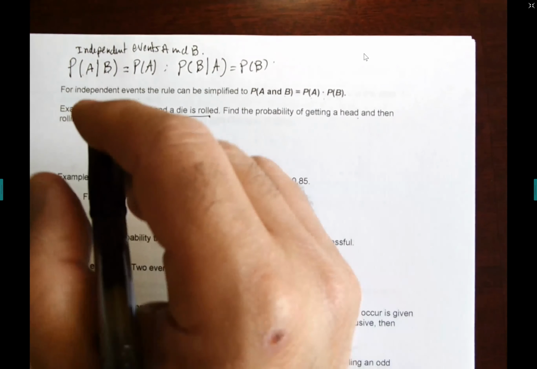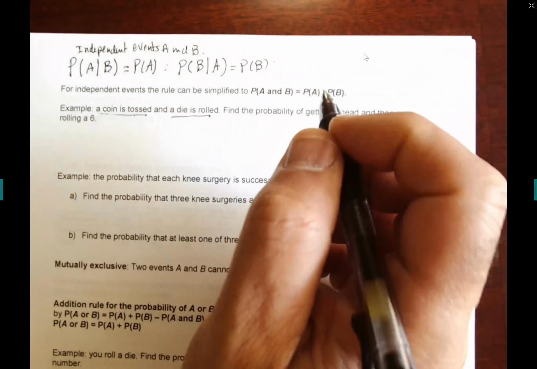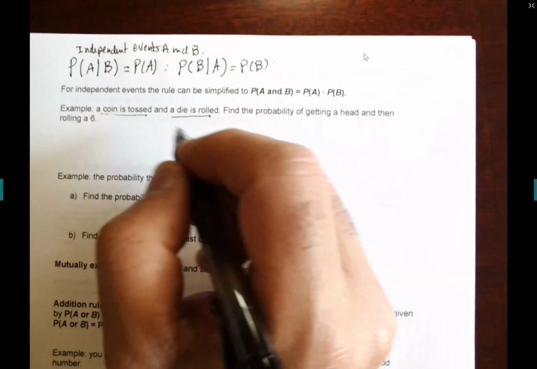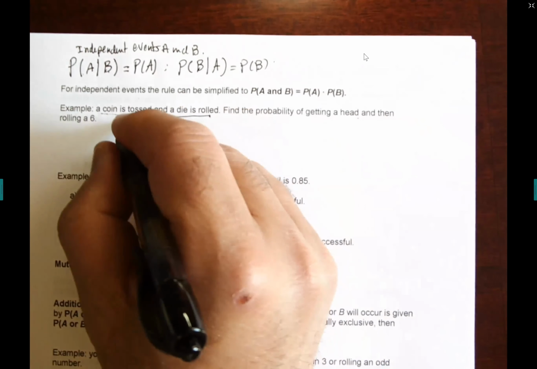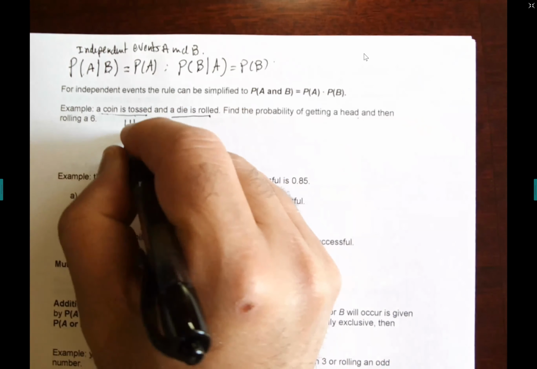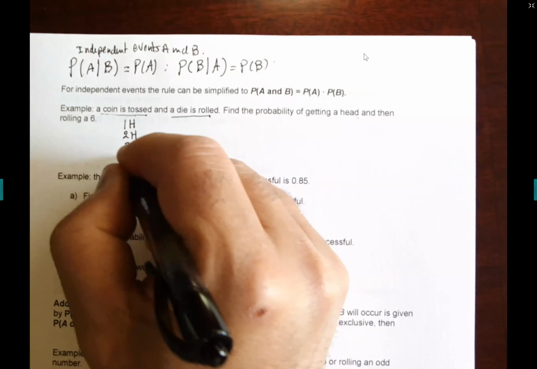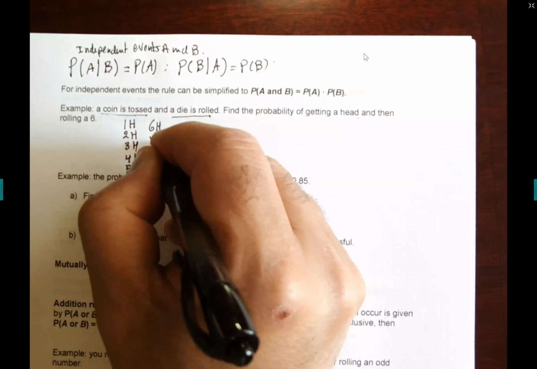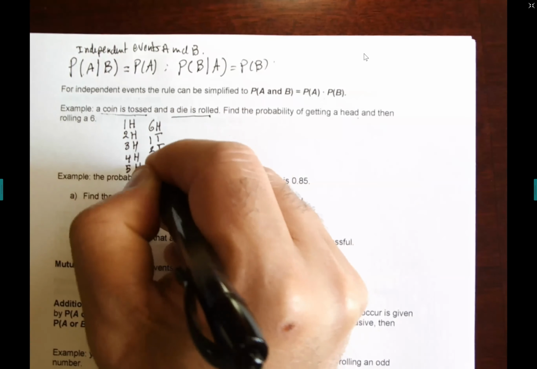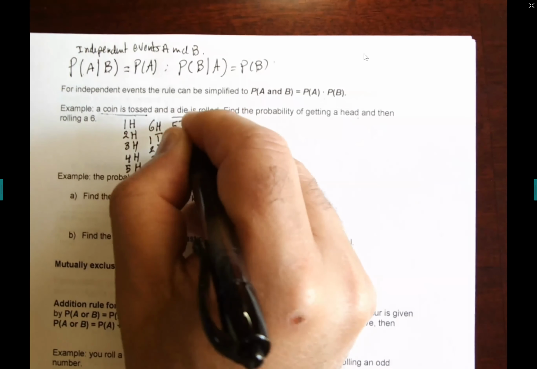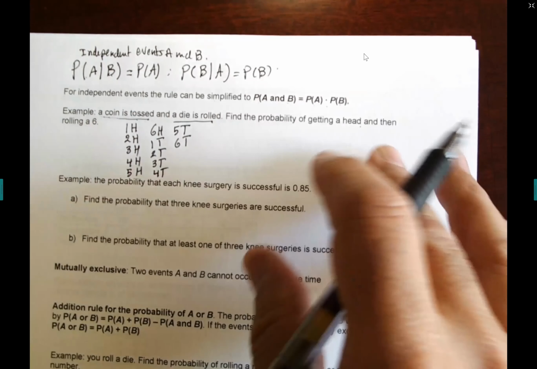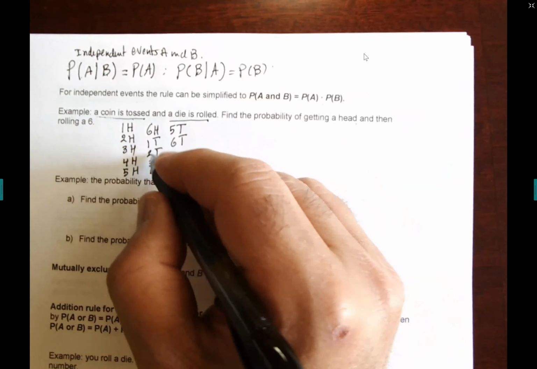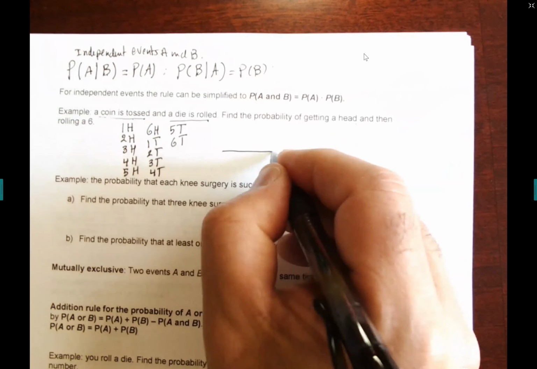Well, let's list the outcomes of tossing a coin and rolling a die. What are the outcomes? You could get a 1 with the head, 2 with the head, 3 with head, 4 with head, 5 with head, 6 with head, 1 with tail, 2 tail, 3 tail, 4 tail, 5 tail, and 6 with tail. Can you guys count them for me? How many? 1, 2, 3, 4, 5, 6, 7, 8, 9, 10, 11, 12. So I have a 12 here.